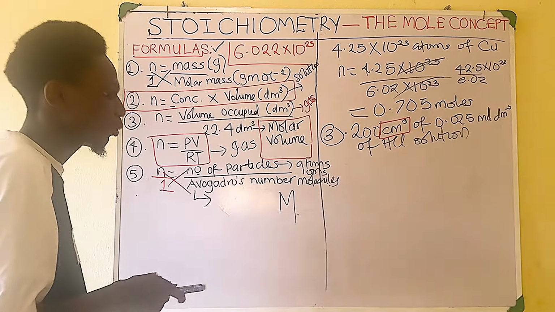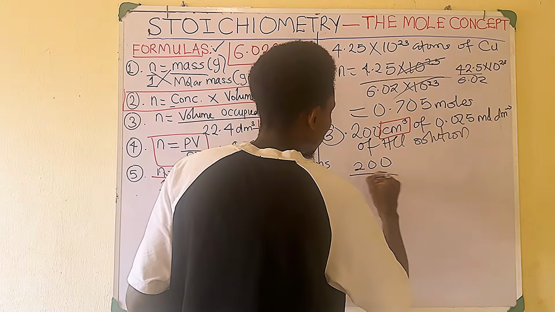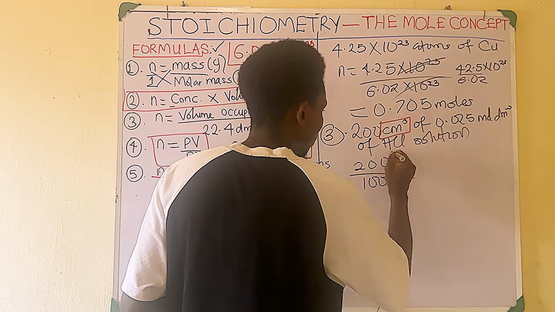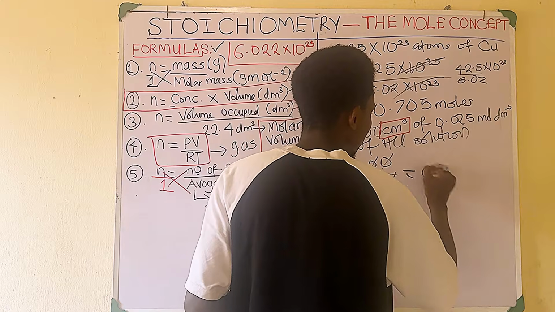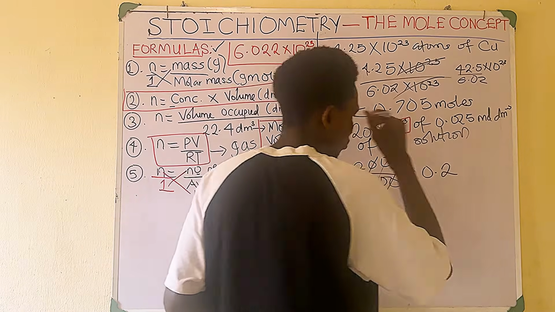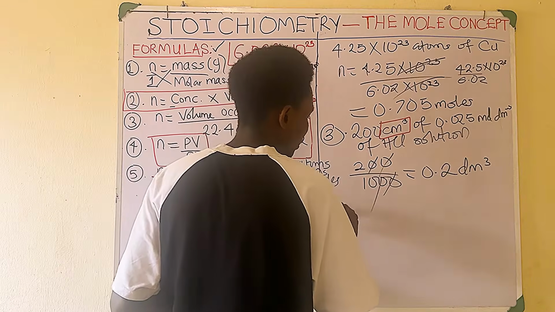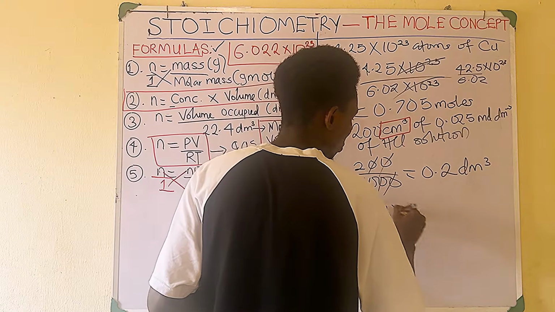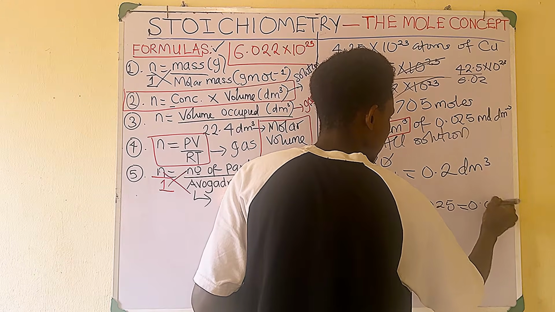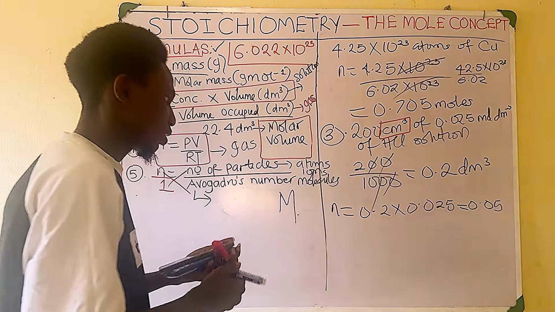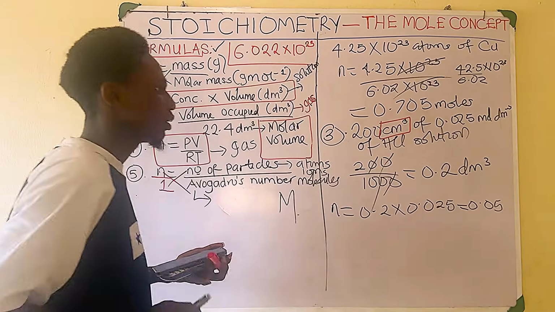Now, quickly, we first have to convert this to dm cube. We're going to divide by 1000. Just cancel out everything: 2 divided by 10, you know that's going to give you 0.2. So 0.2 dm cube. From there, we get our answer by just multiplying both of them: 0.2 times 0.025, which gives you 0.05. Hope you get it. It's very, very easy actually. You can see from there, we've gotten our number almost straight up. Let's go to the next one.